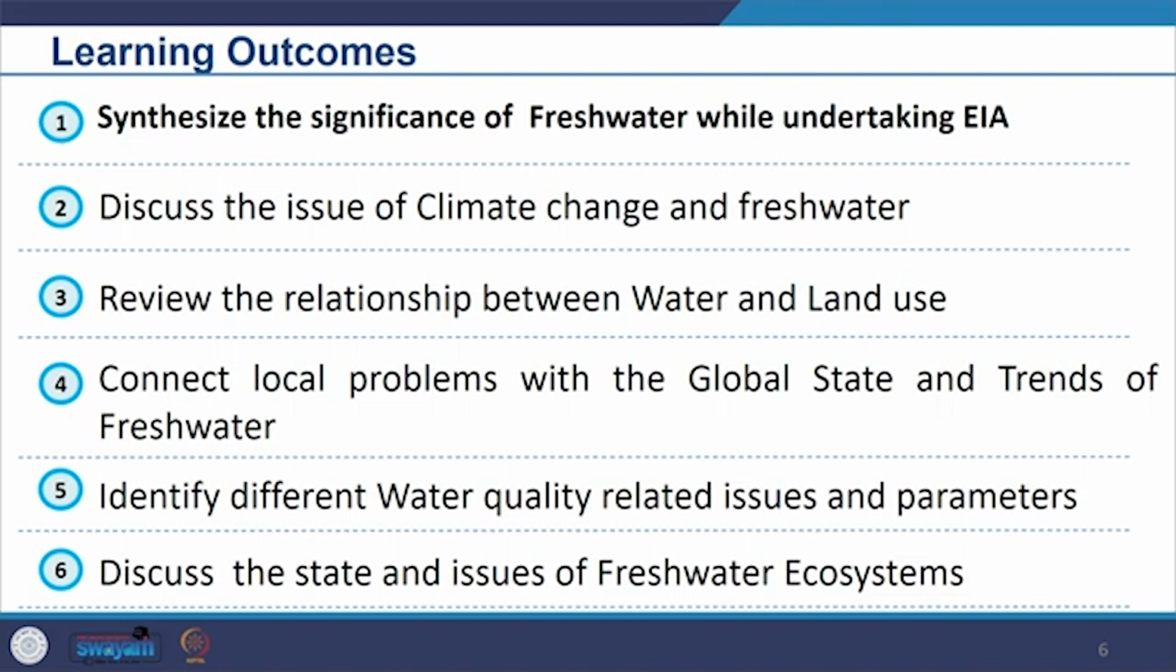You should be able to connect local problems with the global state and trends of fresh water, which you're going to see today. You should be able to identify different water quality related issues and parameters and support them with case examples and facts, which we are going to see. Further, you should be able to discuss the state and use of freshwater ecosystems.